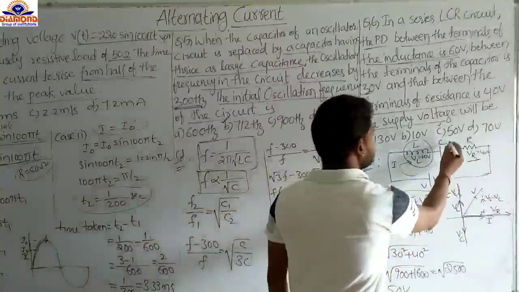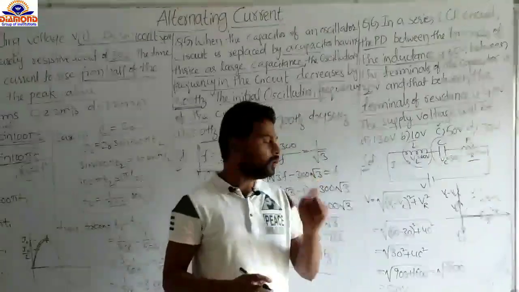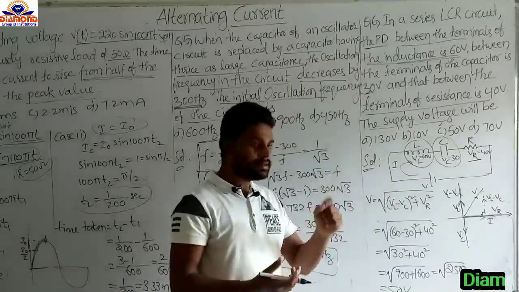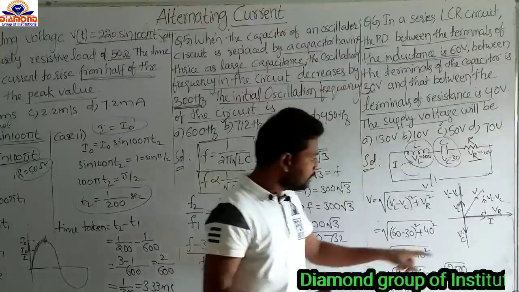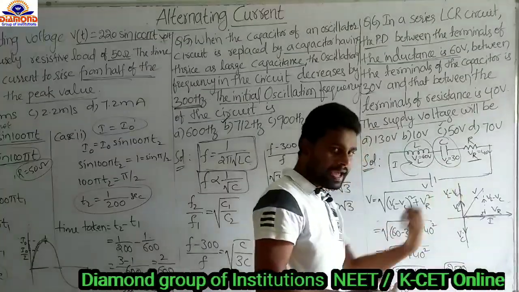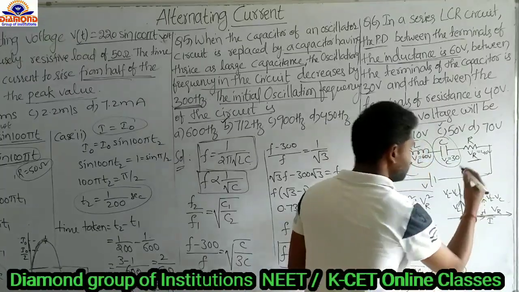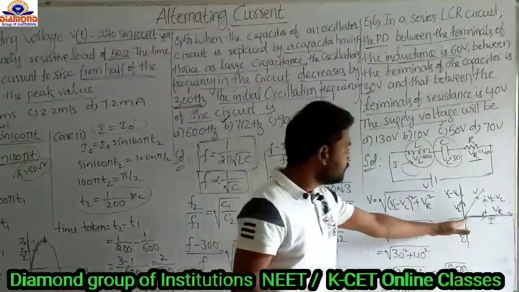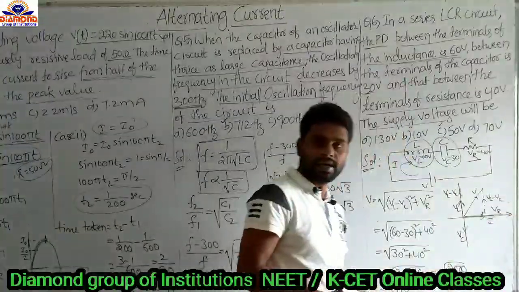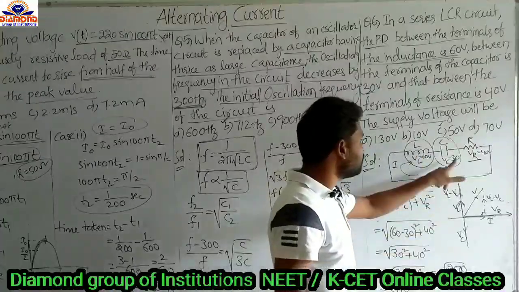And the capacitor. I already said the voltage across the capacitor lags the current by pi by 2, or the current leads the voltage by pi by 2. So VC is in this direction. Now VL is in the upward direction, VC is in the downward direction, and the current is along the positive x-axis. Now VL value is 60 and VC value is 30.